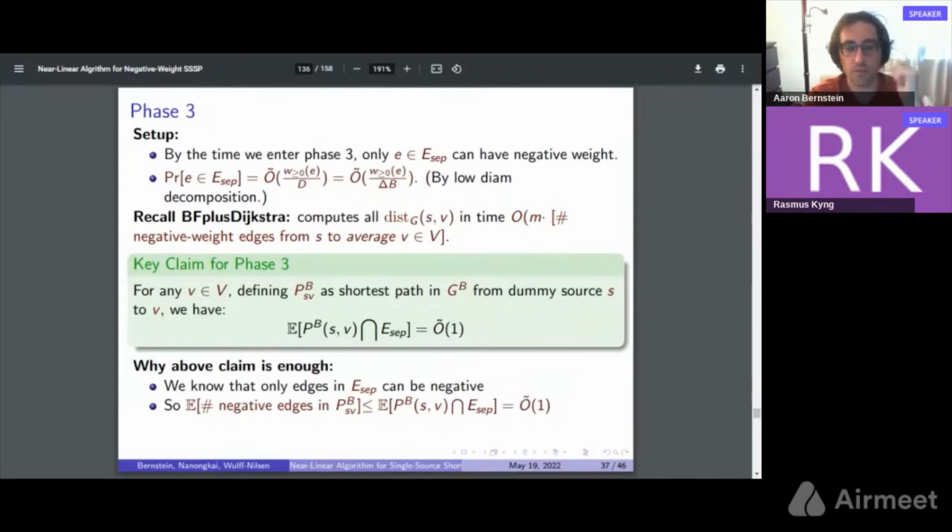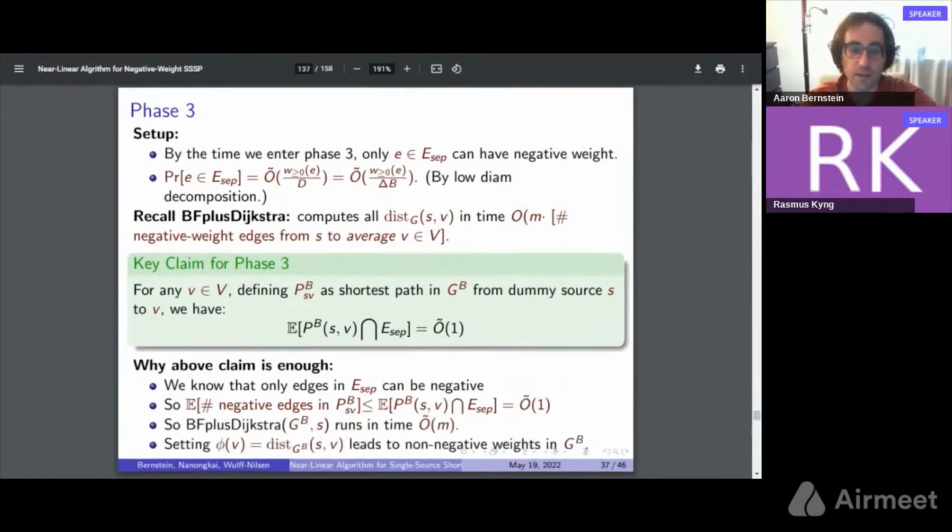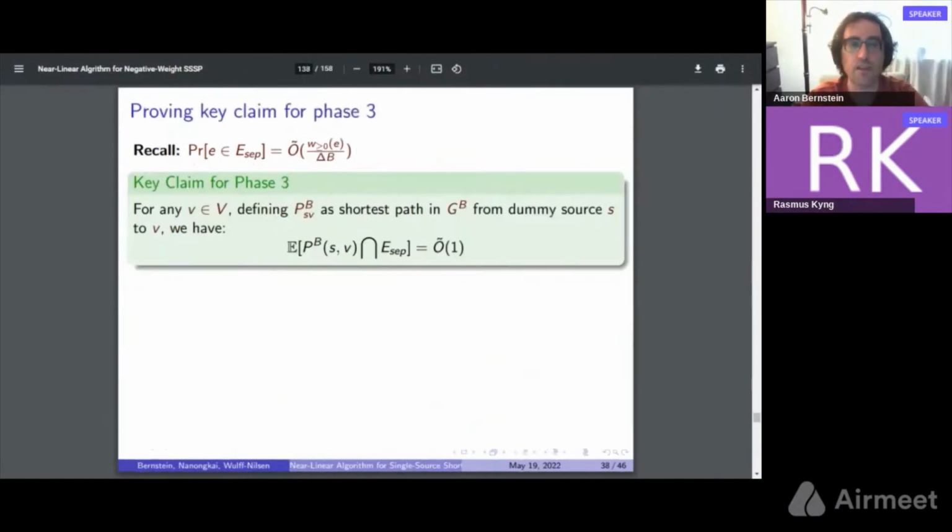Well, this is just repeating what I said of why this is good enough. If you know there are few edges from ESEP, you know there are few negative edges, and then you run BF plus Dijkstra to compute actual distances. And once you have actual distances, you get a good price function. So now we have to prove this claim. So here's the claim. We want to prove it. And the proof is pretty simple.